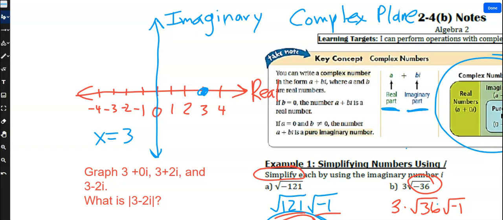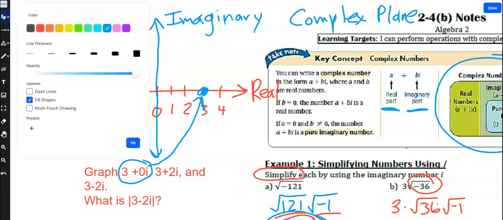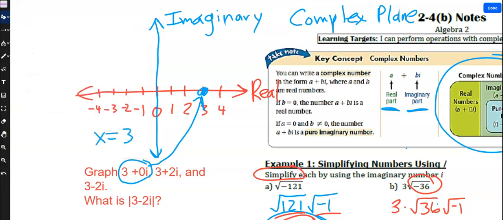Okay. Now, the dot that I put on there for 3 is really 3 plus 0i. 3 plus 0i. Yes, I know, nobody ever wrote 0i. We didn't want to scare the children. Well, then there's 3 plus 2i. Well, where's that at? Here, 3 plus 2i. Not sitting on the real axis. It is off the axis. How about 3 minus 2i? Oh, that's down here.